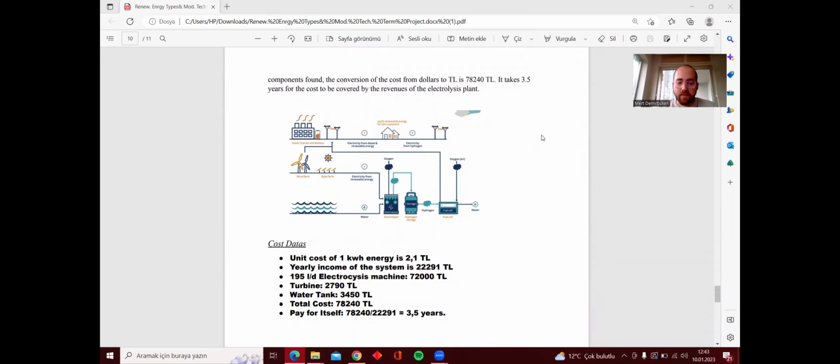The reason for that difference between the two energy producing systems is that hydrogen has extremely low density, so it can be stored highly efficiently and easily. When compared with other systems such as solar and wind energy systems, those cannot be stored that easily.